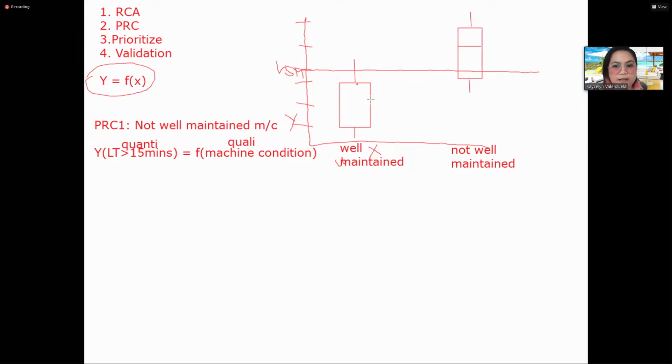Ibig sabihin, may data. Yung well-maintained, mababa sa 15 minutes yung coverage ng data ko. Yung not well-maintained, mas mataas sa 15 minutes. So if this is how your box plot looks like, is it valid or invalid?